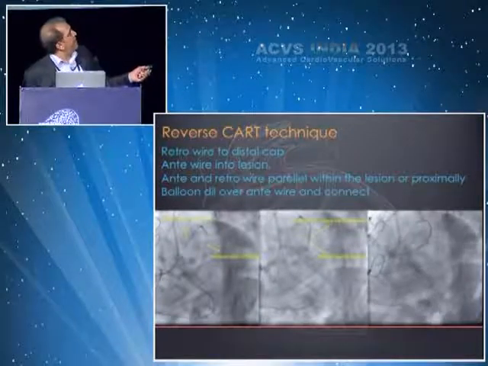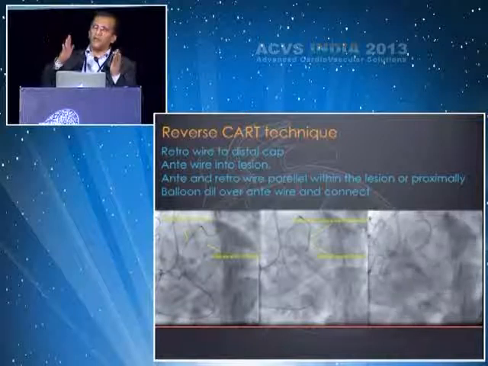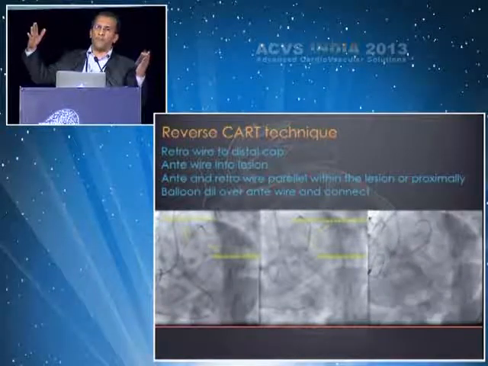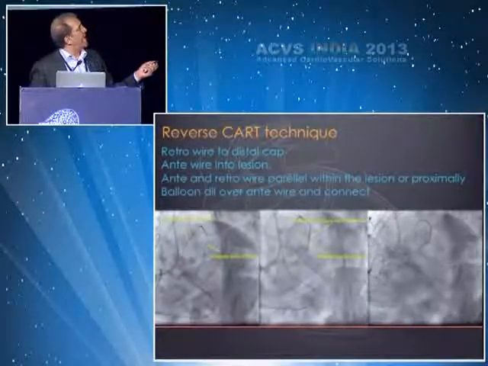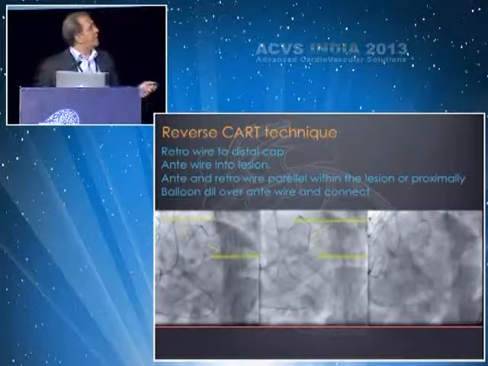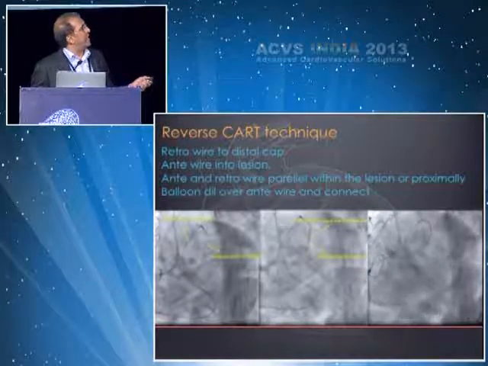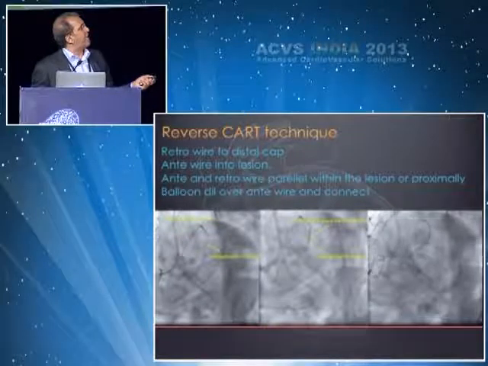We find that when both these wires are satisfactorily close to each other, and these wires are not too far apart, and that's important to know, that's when you can put in a balloon in the antegrade system and break open the tissue in between the 2 wires. And once you have that, you can see that the wire connects in, and the wire is then guided into the guiding catheter, trapped in the guiding catheter.